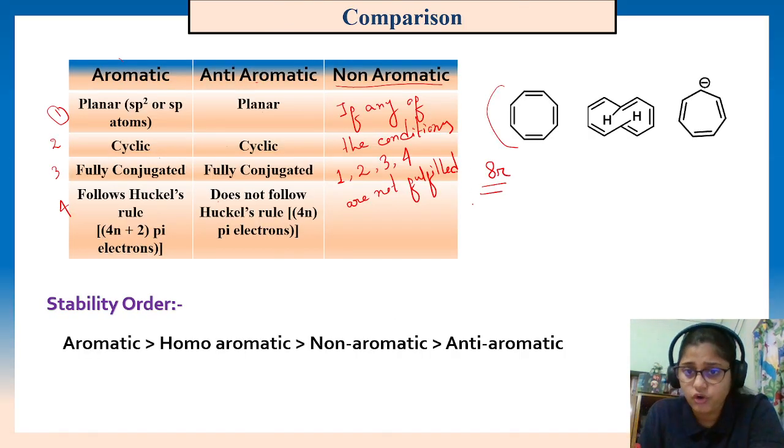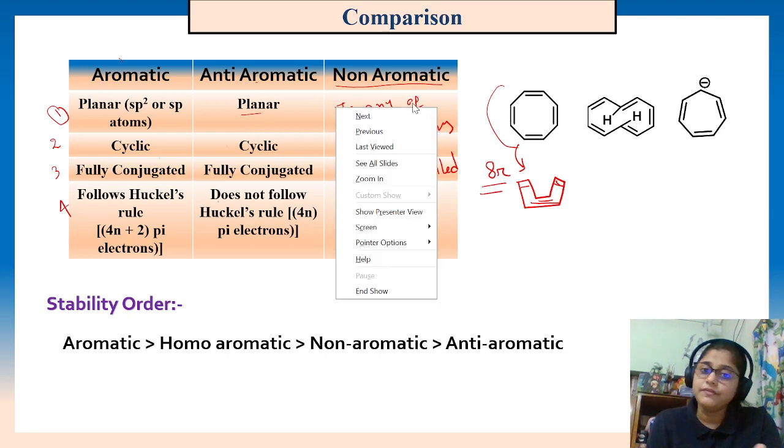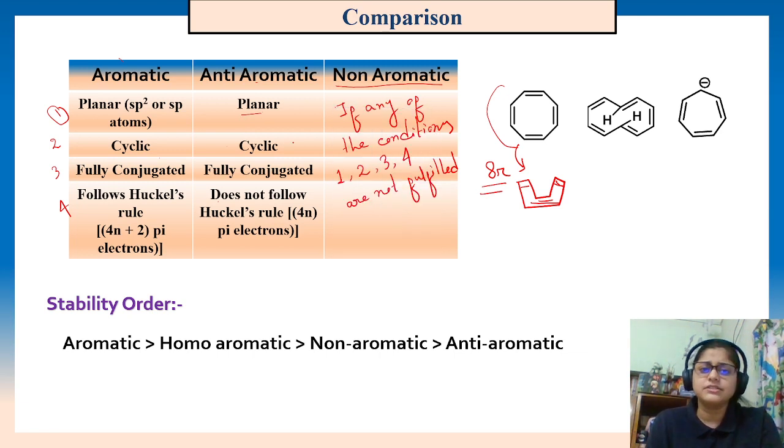But here it is not, because it will not be planar, it will be tub shaped. These are double bonds here also, so this will be tub shaped, it is not planar. So one condition is not fulfilled here. If any of the conditions are not fulfilled, this will be non-aromatic. So this compound will be non-aromatic.